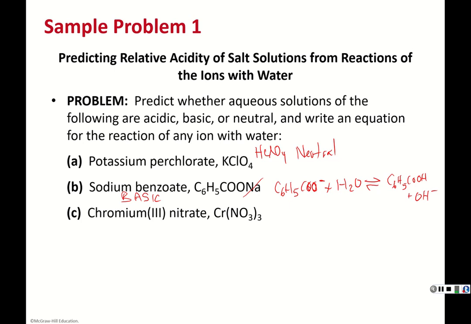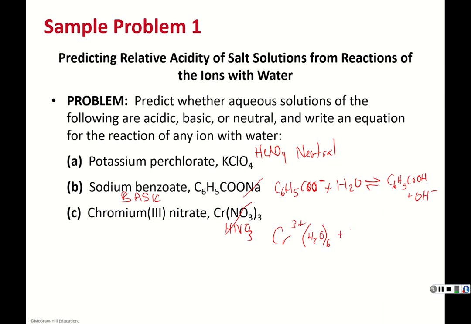Finally, chromium-3 nitrate. Well, nitrate is just the anion of HNO3, a strong acid, so we don't really need to consider that one. Chromium-3, however, is going to be a small, highly charged metal. In solution, what happens is you have the chromium complex with H2O in an octahedral complex.